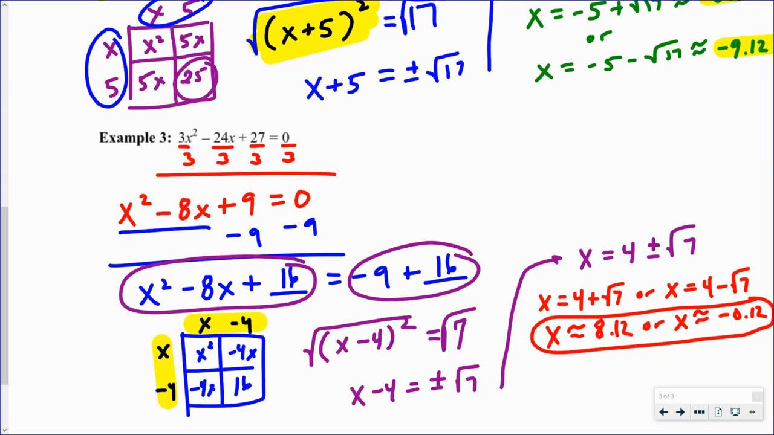What I will say is that, starting next week, we're going to take this process and turn it into a formula. And that formula is one of the most important ideas that you're going to learn in mathematics.